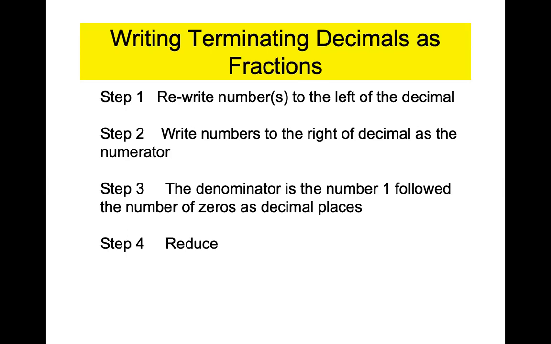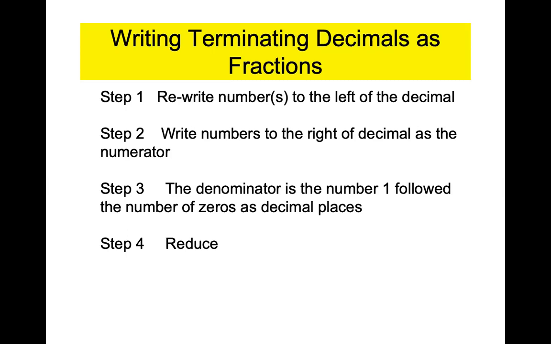Okay, so the steps, if I give you a terminating decimal and you need to turn it into a fraction: step number one, rewrite the numbers to the left of the decimal. Write the number to the right of the decimal as the numerator. The denominator is the number one, followed by as many zeros as decimal places, then reduce. Wow, sounds really complicated. If you've never done this before, I'm not going to go over each individual step right here without actually doing one. I think it's a little bit easier if I show you an example than to just read some words to you. So like I said, I'll have the video posted after class.